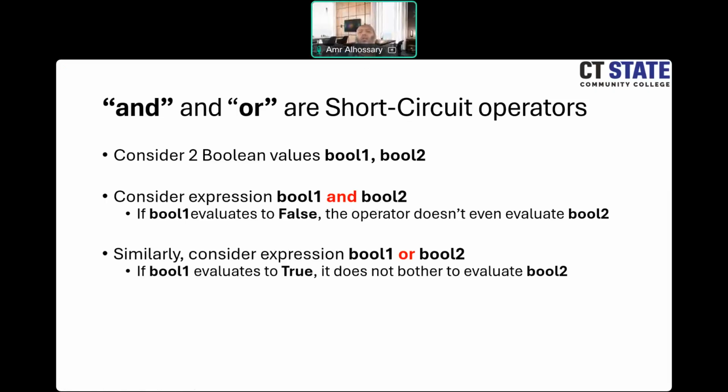Similarly, with or, we know that or produces false only in case both of them are false. Anything else, it will produce true. So if the first operand is true, the or already knows that the whole expression will be true, so it doesn't evaluate bool 2. Instead, it returns quickly. Okay.